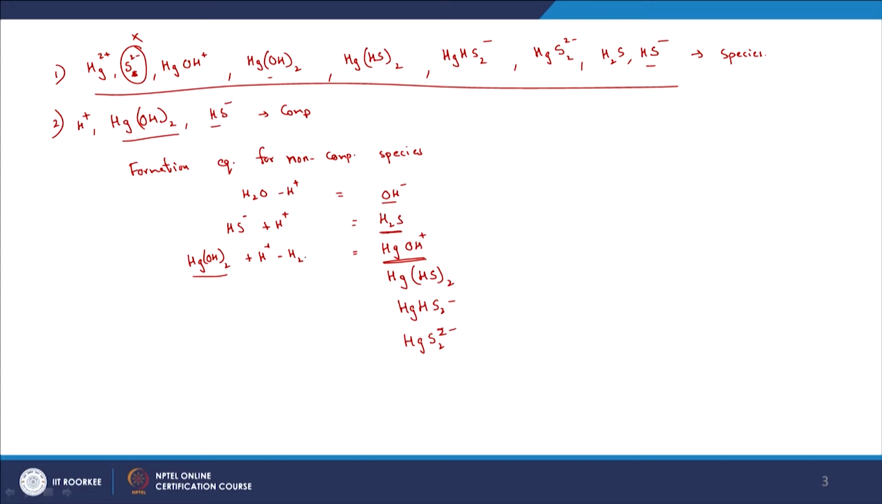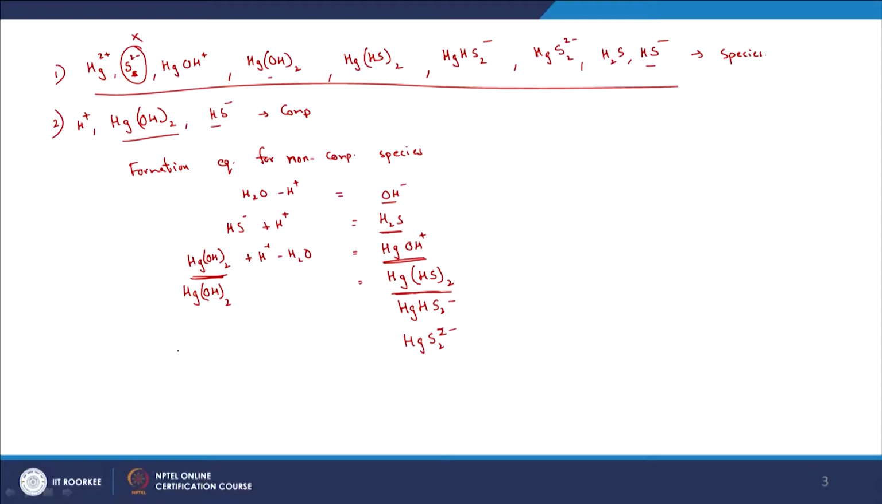And the next equation is going to be for HgHS2. How do I end up with HgHS2? The relevant component I am going to start with is HgOH twice. Now look at what it is that I need to transform it into. I have HgOH twice as my building block, but I need to end up with HgHS2. So more or less here we have HgOH twice and we want to go to HgHS2.